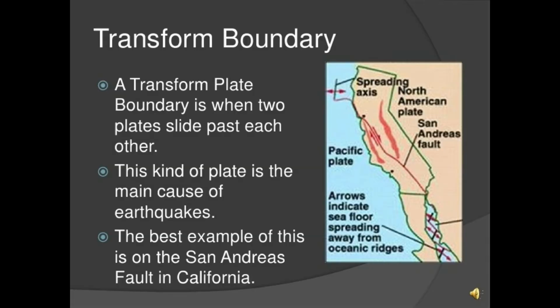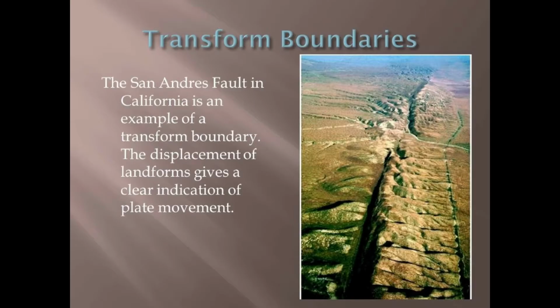Transform boundaries. Sideways movement of two plates alongside each other is known as transform boundaries. It does not destroy or change the landform. The San Andreas Fault in California is an example of a transform boundary. The displacement of landforms gives a clear indication of plate movement.